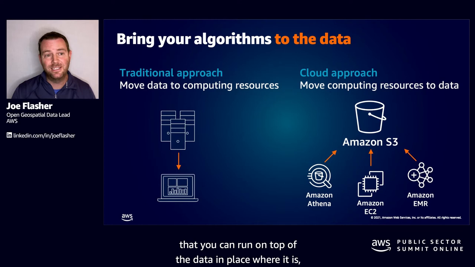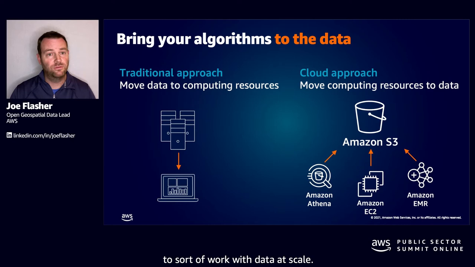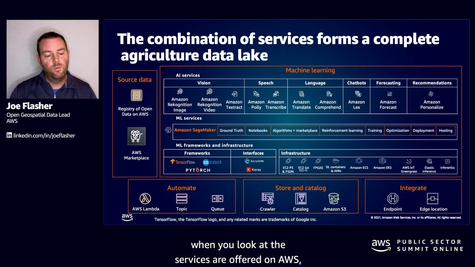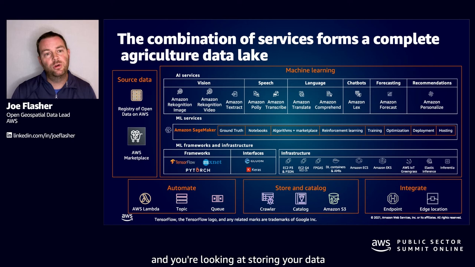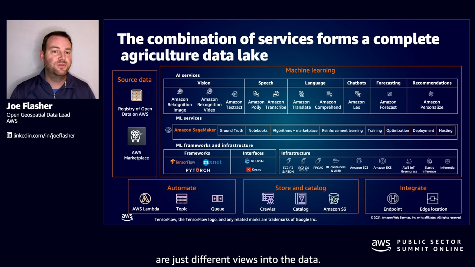And that's the more cloudy way to work with data at scale. So altogether, when you look at the services that are offered on AWS, and you're looking at storing your data in a scalable mechanism like Amazon S3, you see that there are a ton of services that can be used on top of that data. And all those services are just different views into the data.